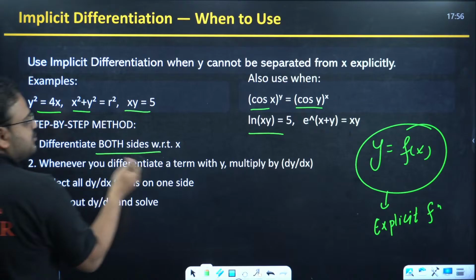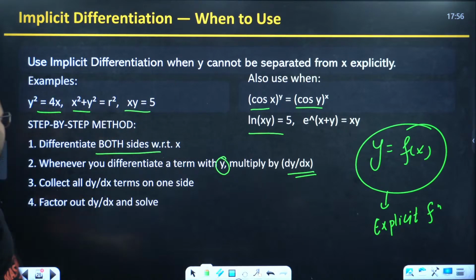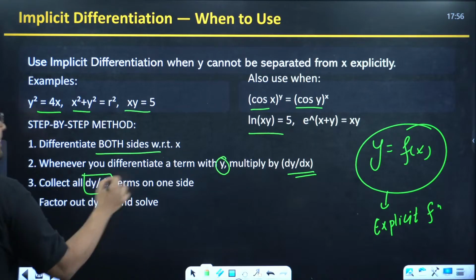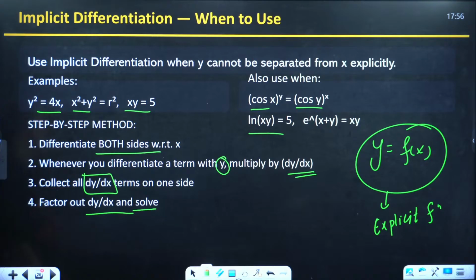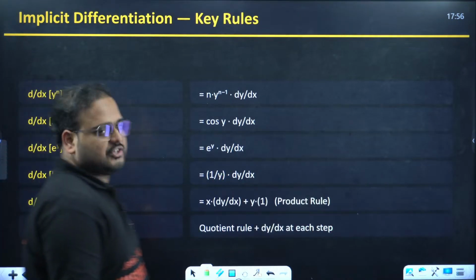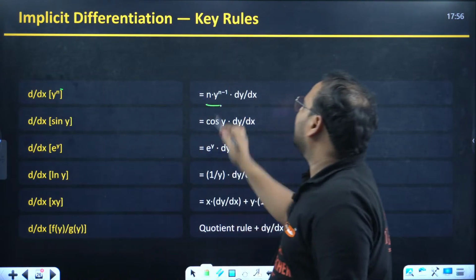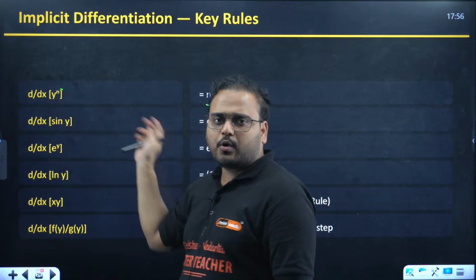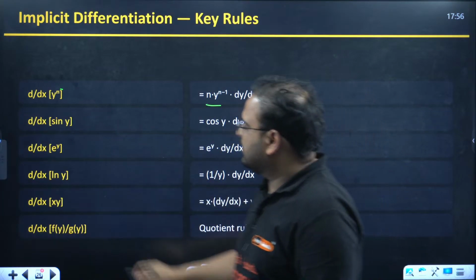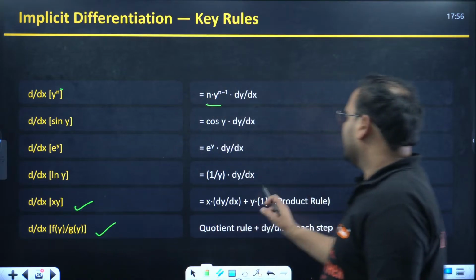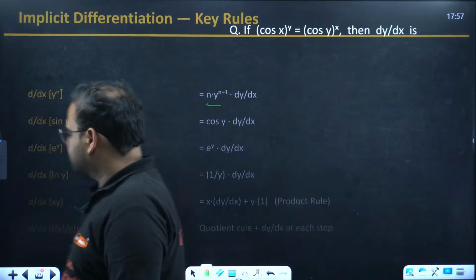Whenever you have to differentiate a term with y, do not forget to multiply with dy by dx. That is basically your chain rule. Collect all the derivatives on one side and solve the equation for that. That's the procedure for implicit differentiation. Some simple cases: if you have a polynomial function, differentiate it as n y power n minus 1. Sin y will be cos y dy by dx. Same for e power y, log y, product rule as well as quotient rule. You'll have dy by dx present in all the cases.